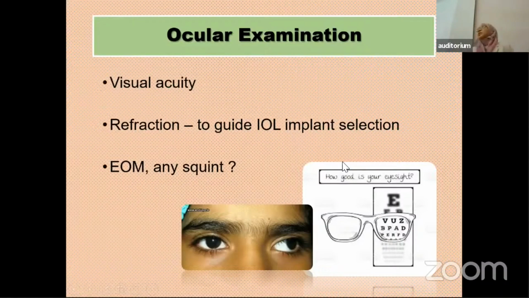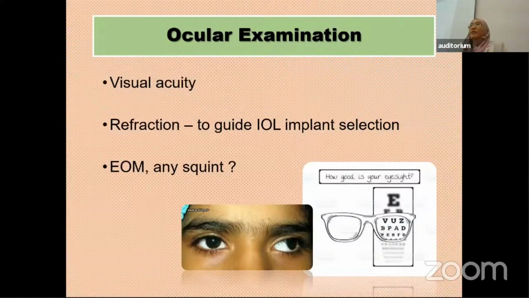Okay, in ocular examination, we need to check for the visual acuity that we explained before. Visual acuity and then the refraction is very important to guide the intraocular lens implant selection. And also any squint. For example, this patient had history of sixth nerve palsy a few years back. Okay, so patient had some alternating exotropia.